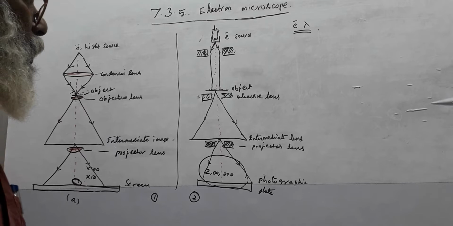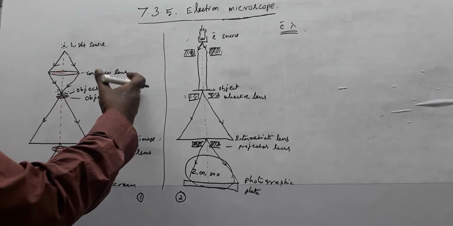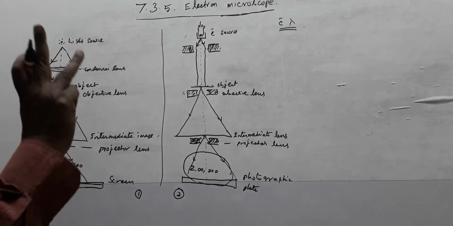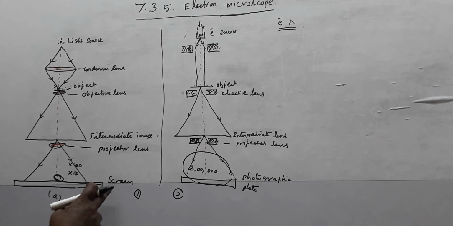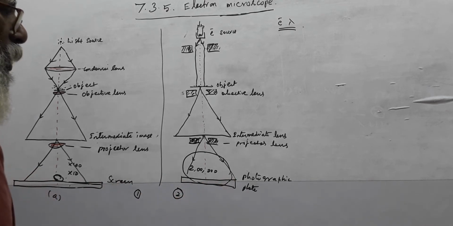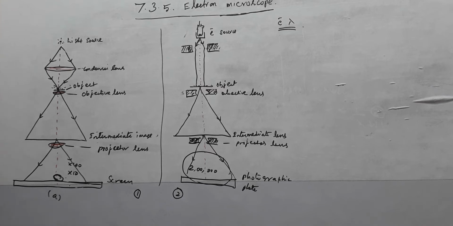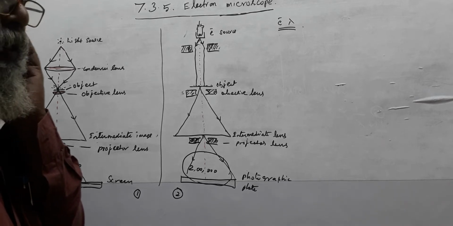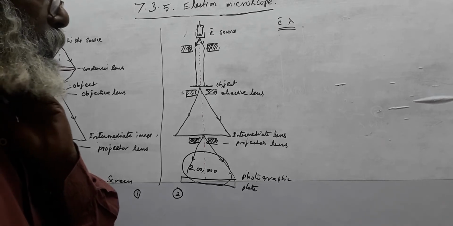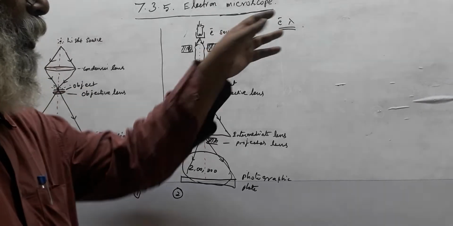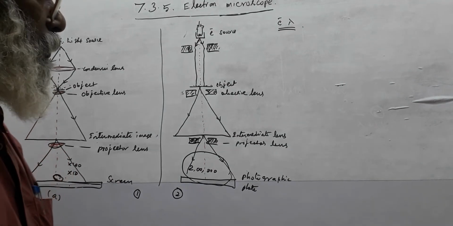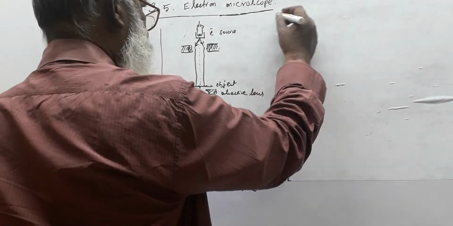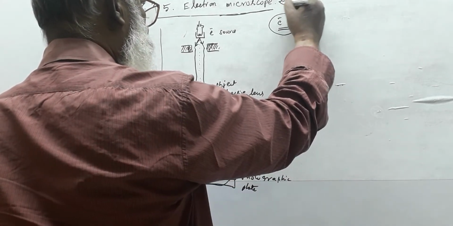Here on the board we are able to visualize two pictures. The first one is an ordinary microscope, the second one is an electron microscope. As per Louis de Broglie, he already told the wavelength of an electron, determined in the last class, and because of that reason we invented this electron microscope.